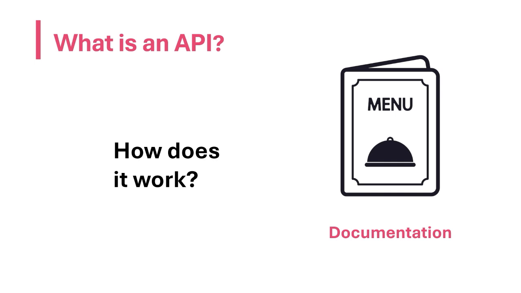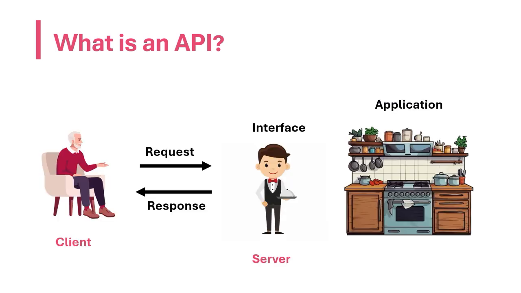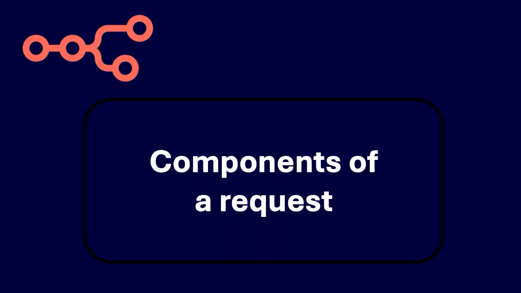So now we will move further and understand the technical terms of the API. When I say client, the client is basically the user which sends a request to the interface or the server. Here, our interface and application are the server, which accepts the request and brings back the response. Now we are going to understand the concept of a request.